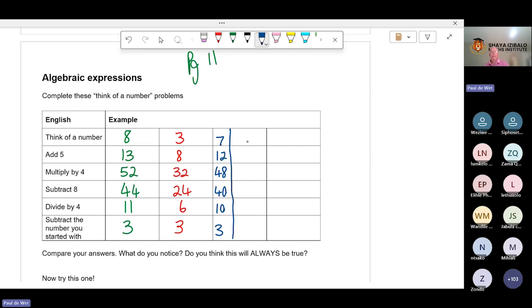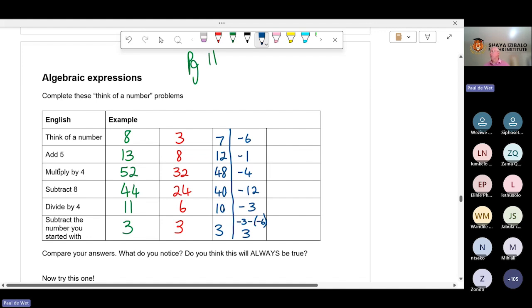Let's use a negative number. Let's use -6. Add 5, -1. Multiply by 4, -4. Subtract 8, -12. Divide by 4, -3. Now, careful here. Subtract the number you started with. So -3, subtract -6. Guys, when we subtract -6, we add 6. So we get a final answer of 3.